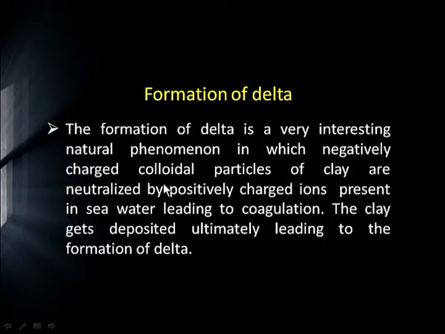How are deltas formed? It's a very interesting natural phenomenon. The negatively charged colloidal particles of clay are neutralized by positively charged ions present in seawater, leading to coagulation. The clay particles get deposited, ultimately leading to the formation of delta. It may take several years for the formation of delta, but you can clearly see that. And in some cases, islands may crop up from the sea.